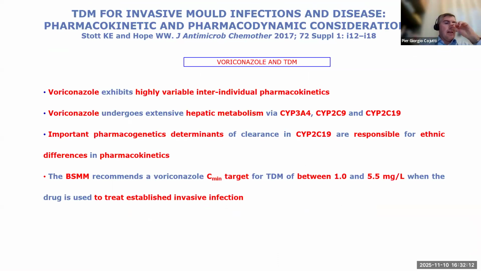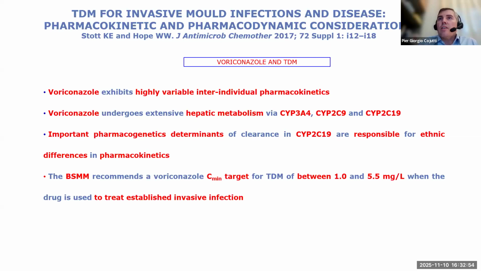diffuse in clinical practice. The third topic is triazoles and drug-drug interaction. You all know that voriconazole is an antifungal which is characterized by high inter-individual pharmacokinetic variability due to several reasons. The first is the genetic pattern that may be responsible for different patterns of elimination.